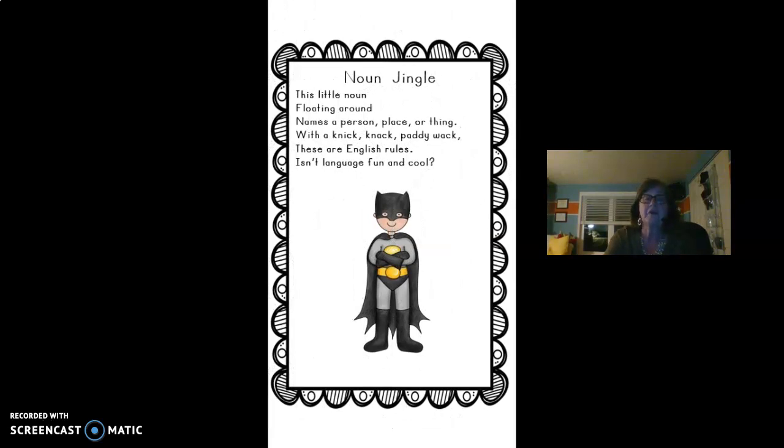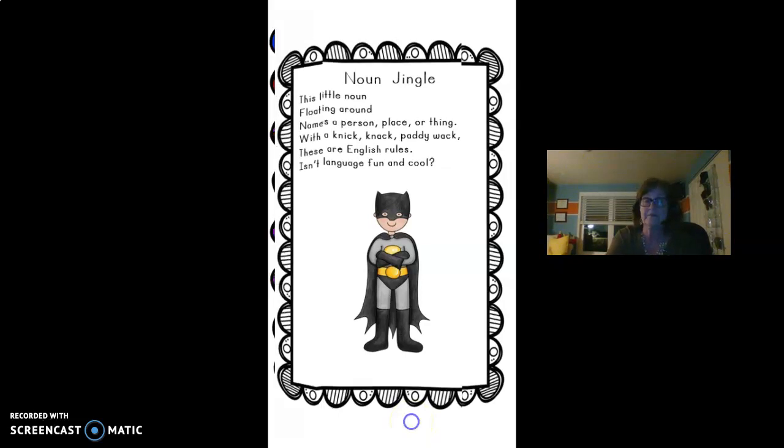This little noun floating around names a person, place, or thing with a knick-knack, paddywhack. These are English rules. Isn't language fun and cool?